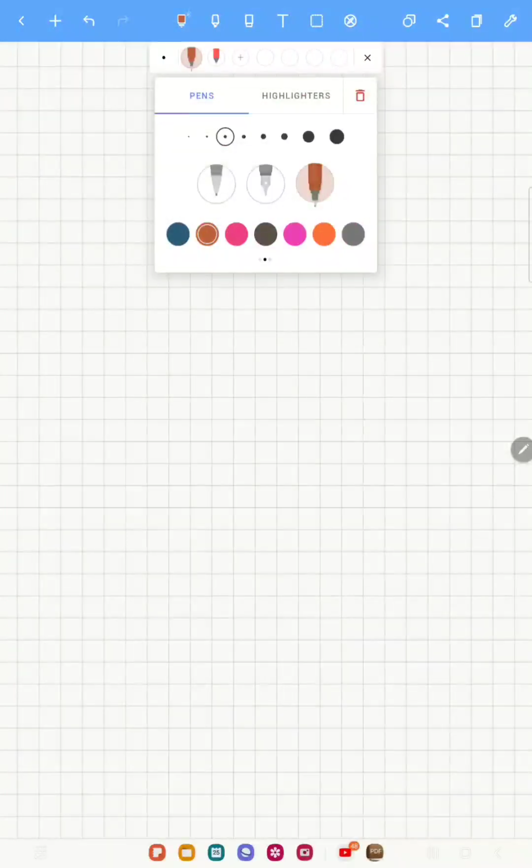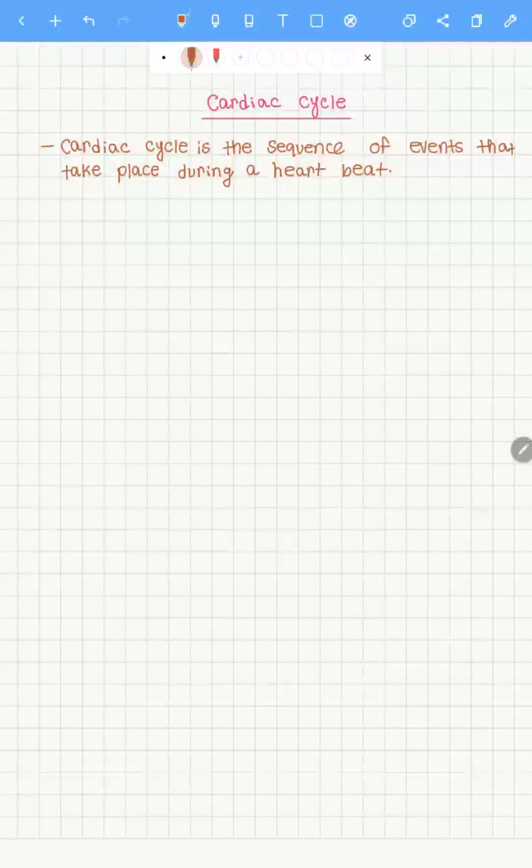So, what is a cardiac cycle? Cardiac cycle is a sequence of events that take place during a heartbeat. Simple as that. That's it. Now we will know about the duration of the cardiac cycle.